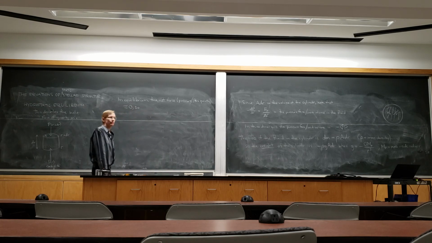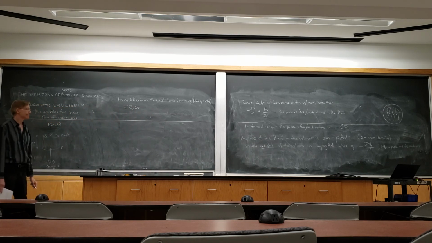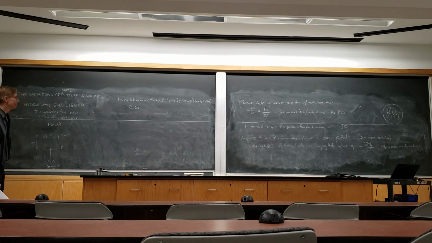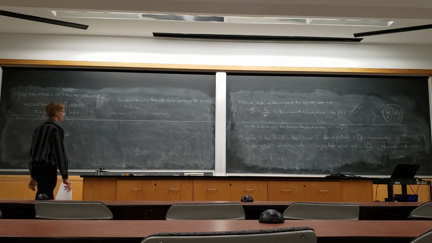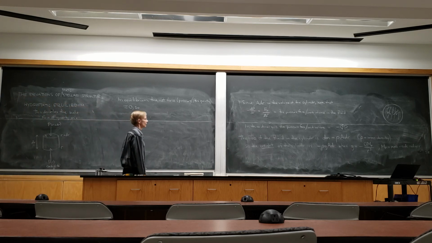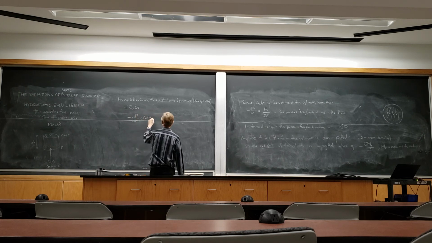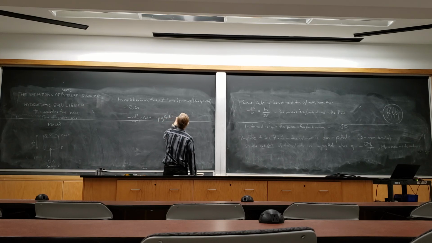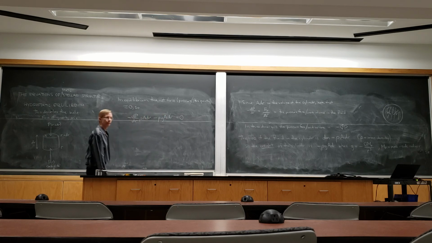So in equilibrium, these two have to be equal in magnitude. They have to add to 0. So the pressure force is minus dP/dr times a dr, and the gravity force is minus rho g times a dr. Those have to add up to 0.